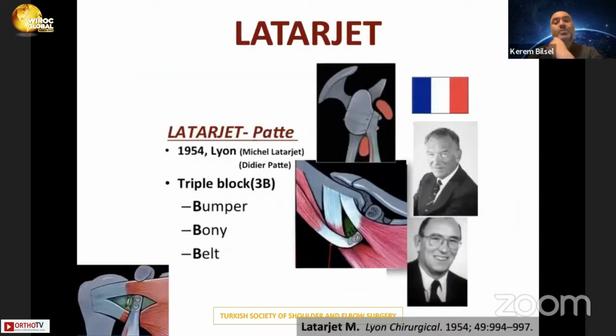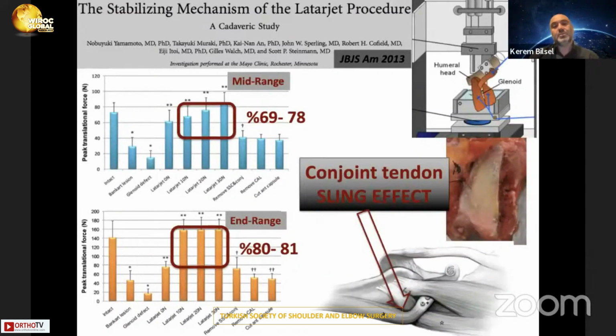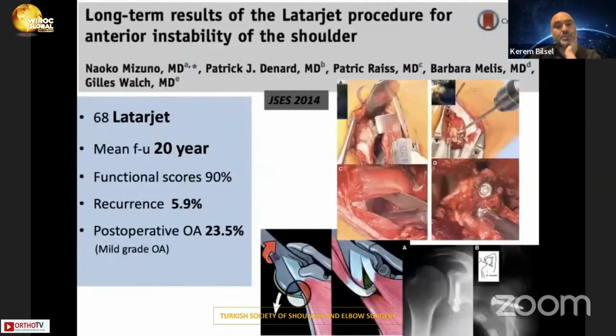for the Latarjet. As you know, the Latarjet procedure was described by the French surgeon Michel Latarjet and was modified by Didier Patte. And this Latarjet procedure has a triple block effect, the 3B effect. It has the bumper effect, the bony effect, and the belt effect of the conjoint tendon. This conjoint tendon gives the sling effect, and it's really important, like the bony effect of the Latarjet procedure.